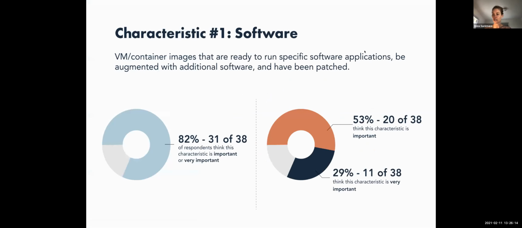So the first characteristic is software, and we use the definition at the top of the slide. So VMs are containers that are ready to run specific software applications or be augmented with additional software and have been patched. With this graduate student population, 82% of them think that this is either important or very important. And we have it further broken down on the right, as you can see. So 53% of those think it's important and 29% think it's very important.